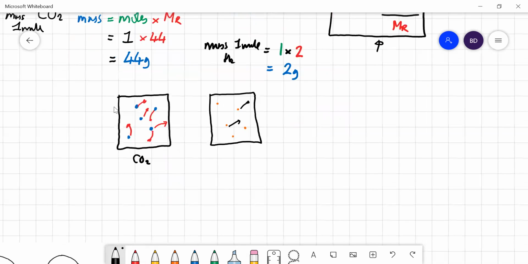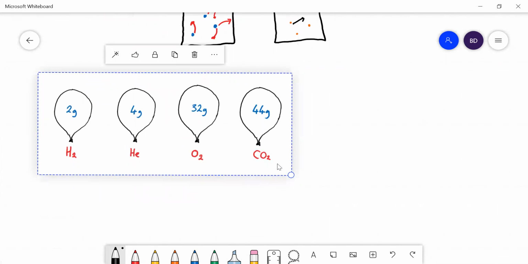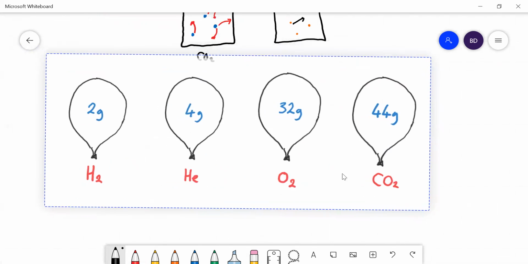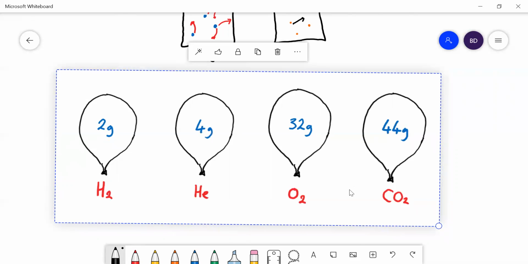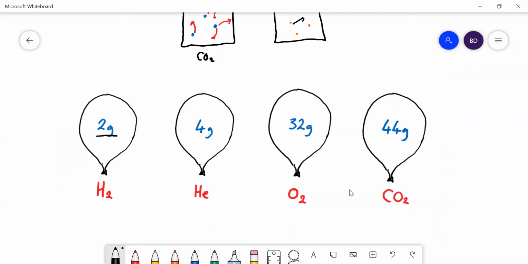Let's have a look. I've got 4 balloons, and these balloons all have a volume of 24 dm cubed, so they're pretty big balloons. I've filled this one up with hydrogen. That only weighs 2 grams. I fill this one up with helium. Well, the Mr of helium is 4, so that weighs 4 grams, twice as heavy. Oxygen weighs 32, and the carbon dioxide weighs 44 grams.